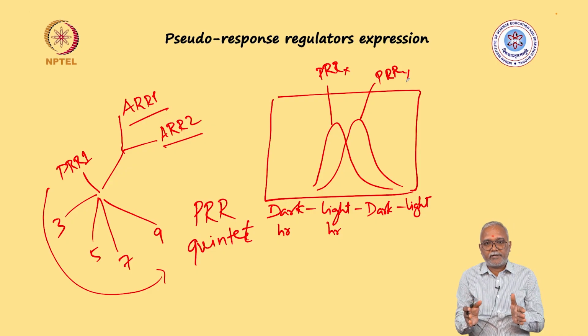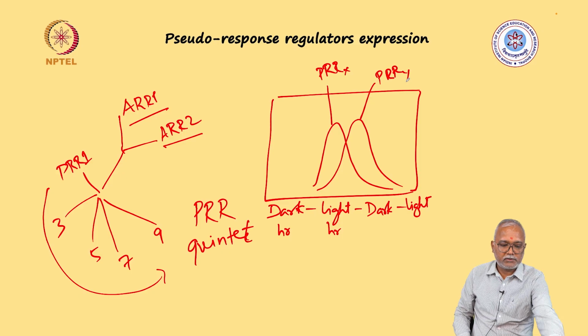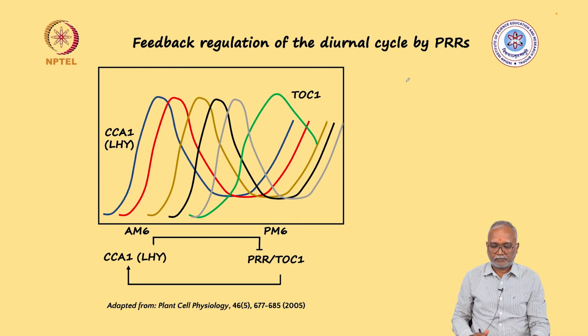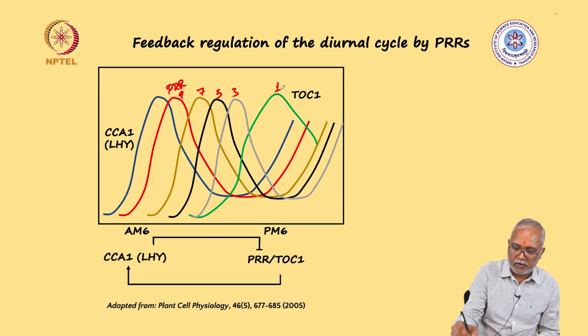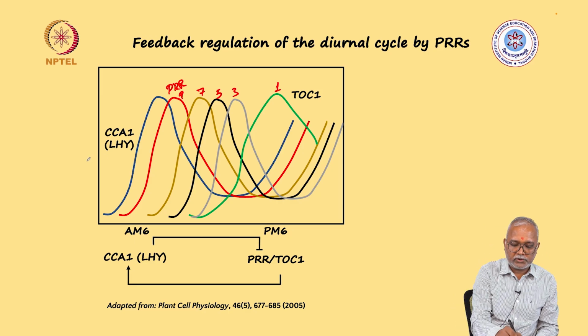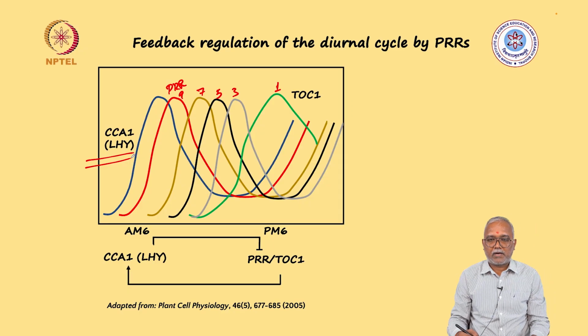So they do express in a fashion that one of the PRR is high and the other PRR is low. So how does it relate with the signaling process? In this scenario, we are talking about the quintet of PRR: PRR9, 7, 5, 3 and 1. And this is a gene which is important for hypocotyl development.